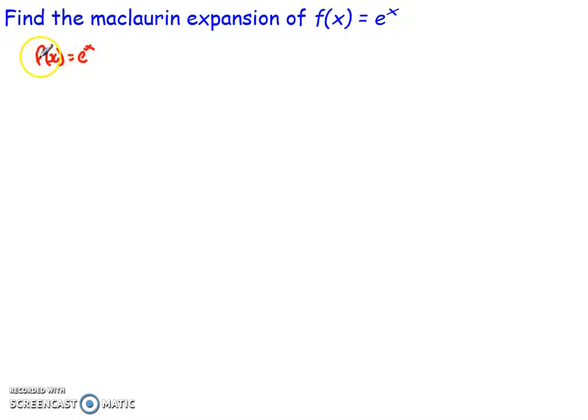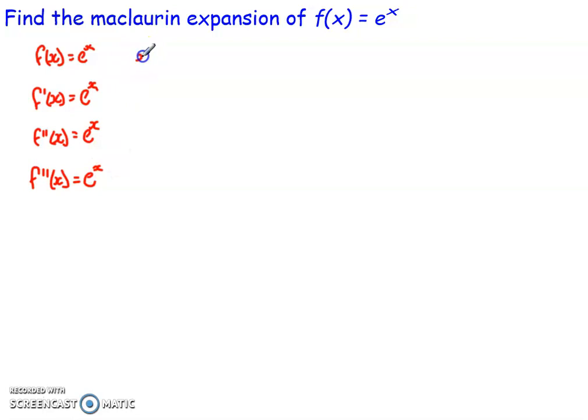Well, the good thing is we've got f of x equals e to the x. We know the derivative of e to the x is quite simply e to the x. Then the second derivative again is quite simply e to the x, and so on and so forth. So all of our derivatives are simply going to equal e to the x.